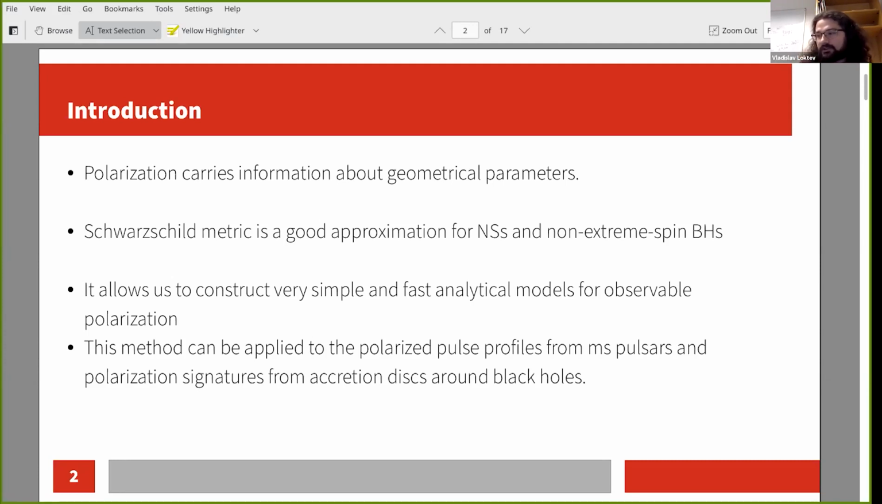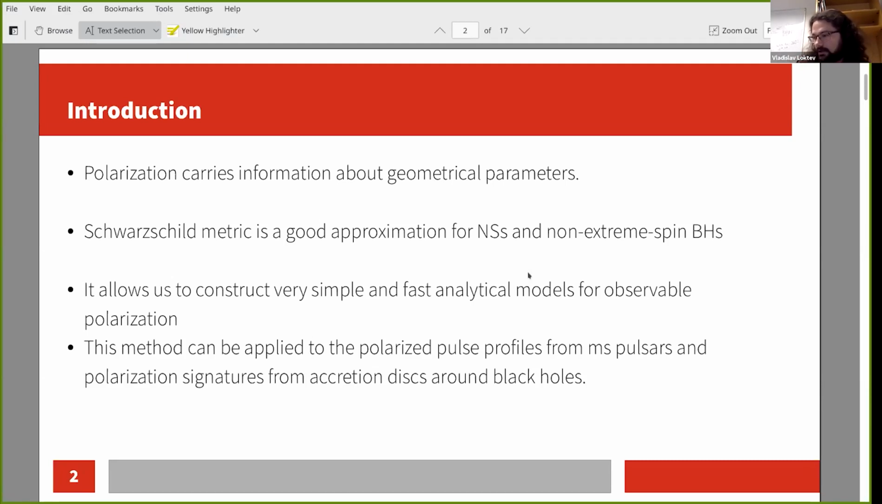For neutron stars, of course, it is almost always a very good approximation. It also works for a black hole with a non-extreme spin parameter, or if the accretion disk is truncated enough so that the effects of spin are not very significant at large radii. In this case, the computations of observable polarization parameters can be quickly performed using simple analytical relations, which can be effectively 100 or 1,000 times faster than numerical ray tracing from scratch, especially if one's model has many geometrical parameters or configurations.